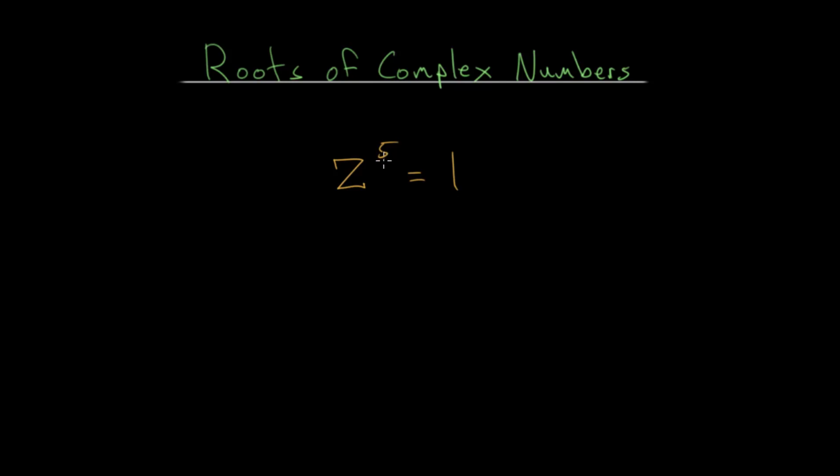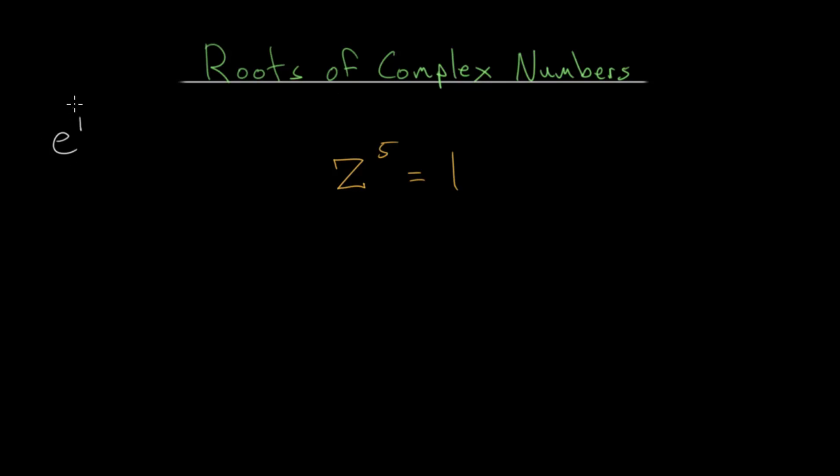While that method does work and you can find the 5 solutions to this equation, it can be a little bit tedious. A faster way to approach solving an equation like this, where we are finding the roots of unity, the 5 roots of 1, is to use the exponential form of a complex number, where for that we will need to use Euler's formula.